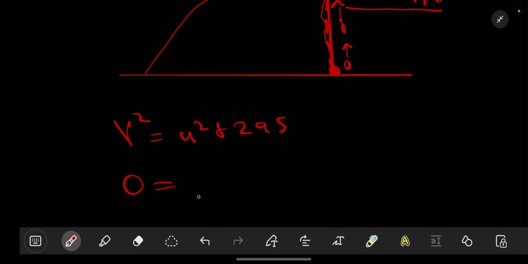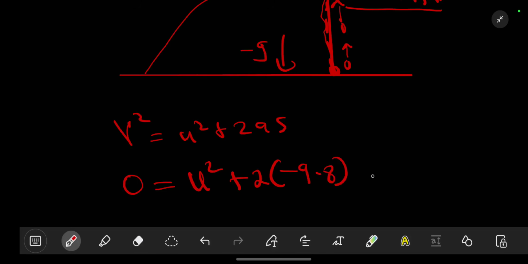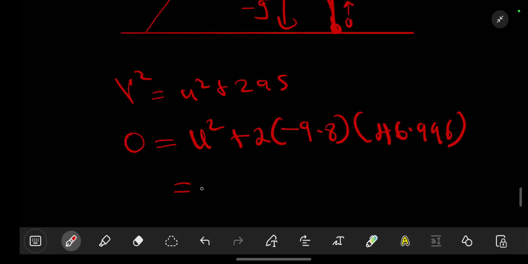What is our initial speed? Initial speed is unknown, so u squared plus 2 times a. It was thrown up, meaning gravity was acting downwards, which will be negative 9.8, times s. Our s is equivalent to 46.997. So this is going to be 0 is equal to u squared minus 46.997 times 9.8 times 2.